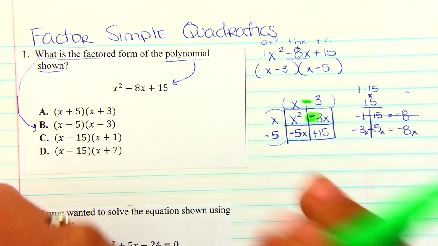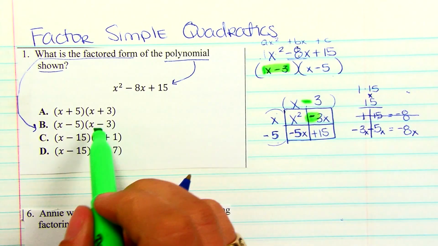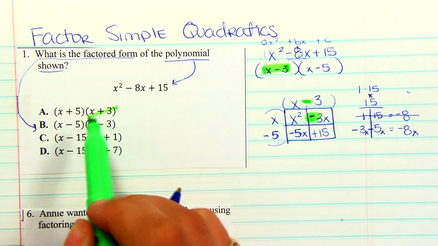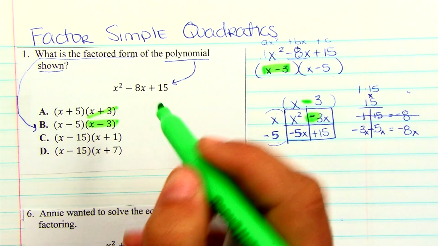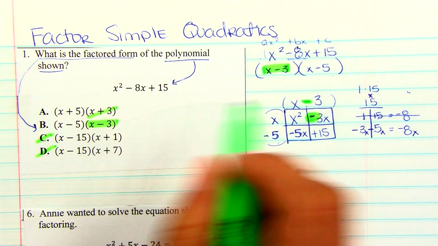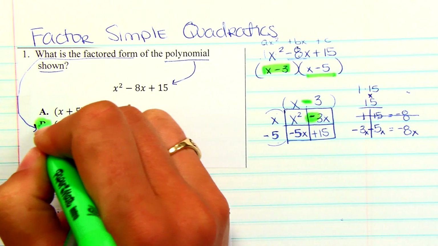So now I really quickly need to look for x minus 3 in my answer choices. This has x plus 3. Here's x minus 3. And neither one of these have x plus 3 or minus 3. X minus 5, x minus 5. So the correct answer is B.